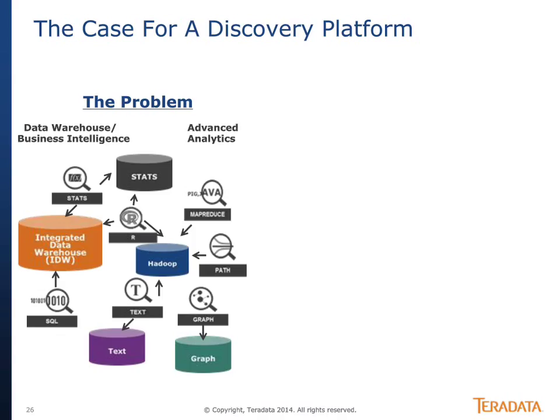So you can see in the middle there, R. You might have people running R in multiple data platforms. You'll tend to have people buying a separate text analytics server with its own software, maybe some graph analysis, some statistical software, and so forth. And you end up with a lot of data movement, a lot of inefficiency in that process.